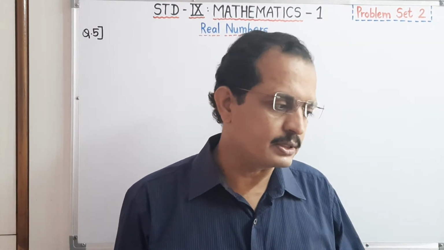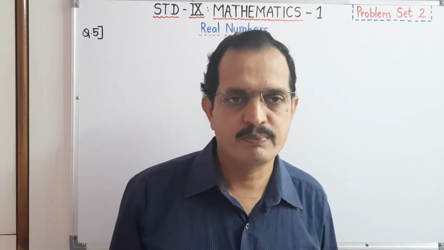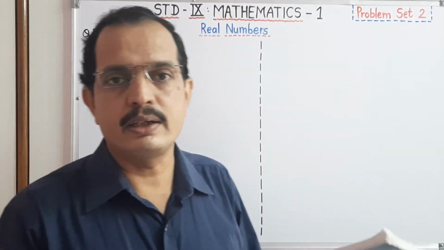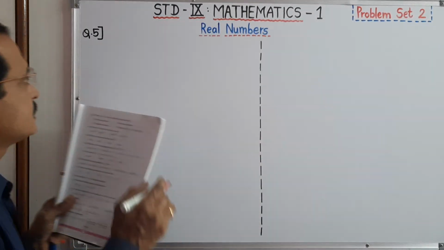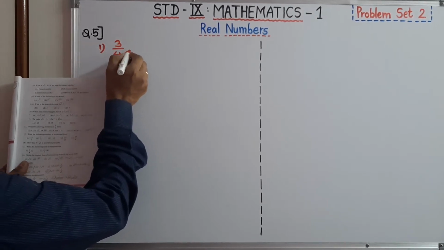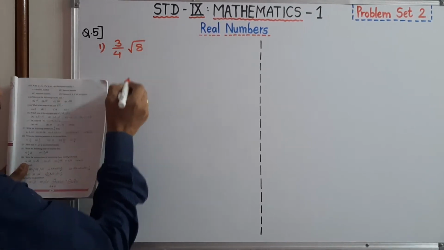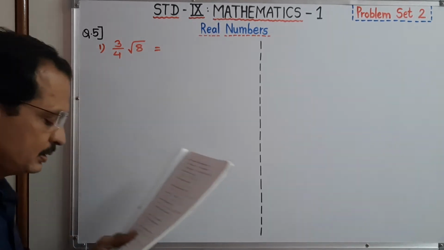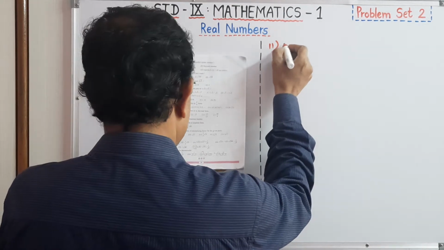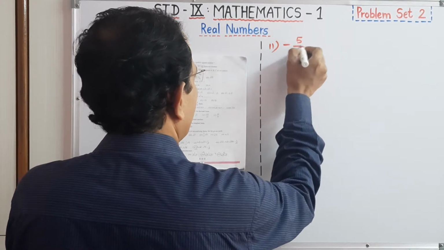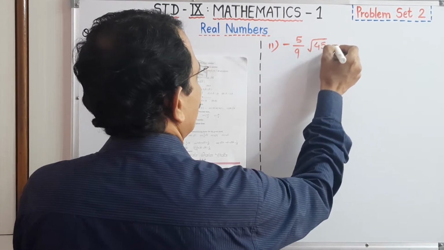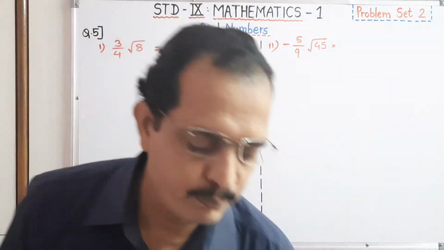Write the following surds in simplest form. Two surds are given and we have to write them in a simple form. See, the first one is 3 upon 4 into root 8. These surds we have to write in a simple form. Then the second one is here, minus 5 upon 9 root 45. We have to write it in a simple form.